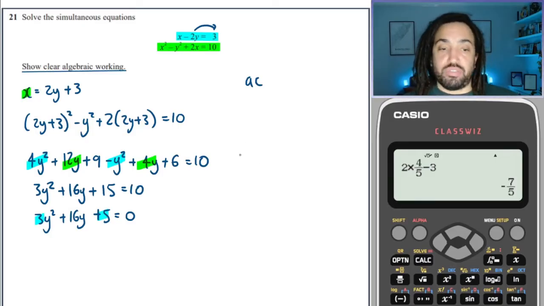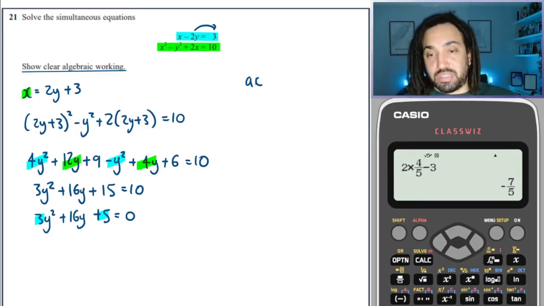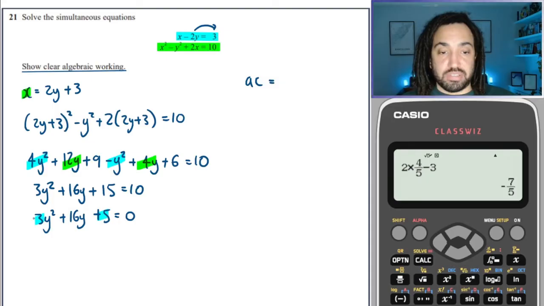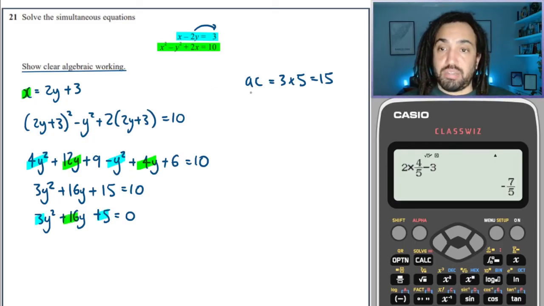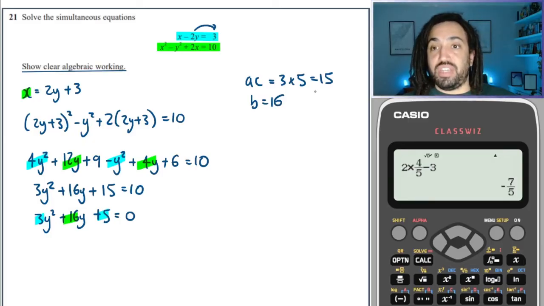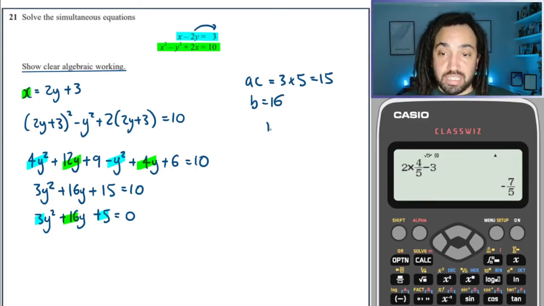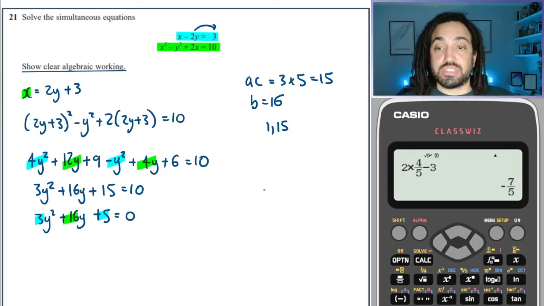You could use the quadratic formula, but all of these are going to factorize, so it's just much easier to use the factorization method. 3 times 5 is 15, and the B term is this term here, which is 16. So two numbers that times to make 15 and add to make 16 are 1 and 15.